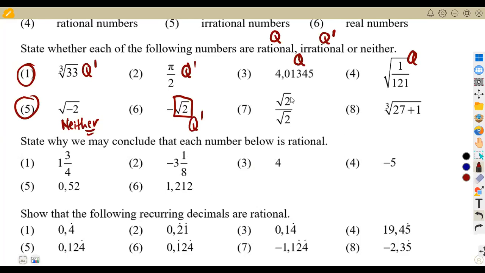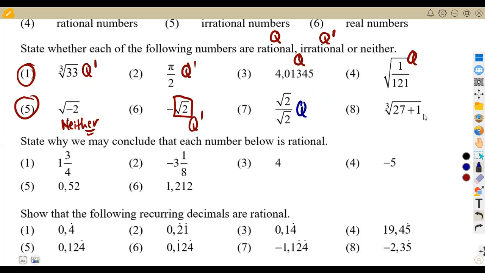The square root of 2 over the square root of 2. If we are to simplify, remember I told you guys A over A gives us a 1. So if we've got the square root of a number and the same number here, these will cancel. You get a 1 over a 1. So 1 over 1 is a rational number because it's a ratio of two numbers which are integers. This is an integer, this is an integer. So that means this is a rational number.